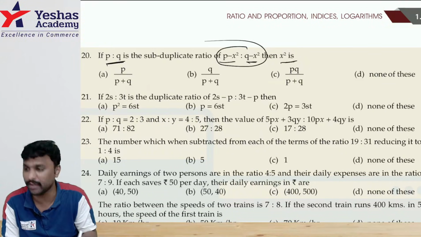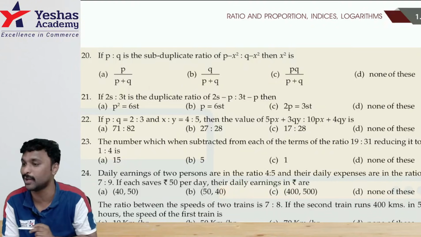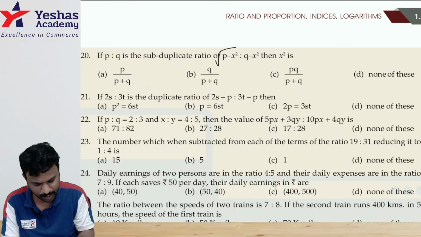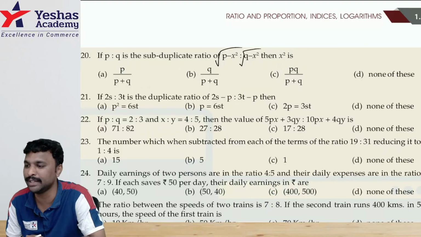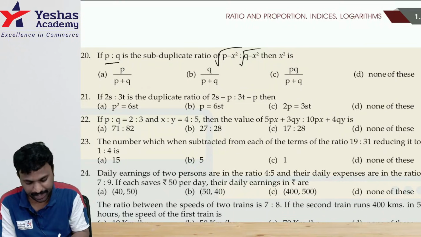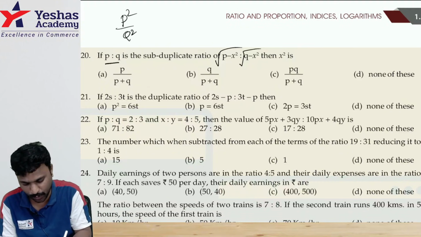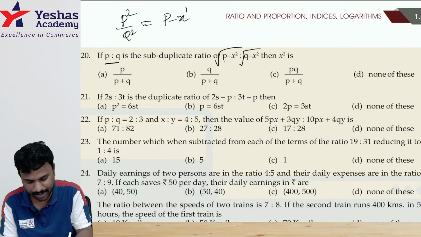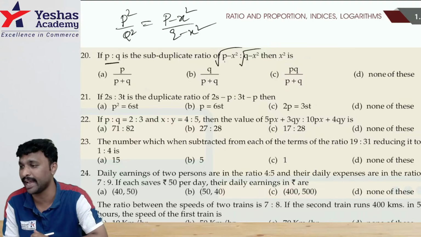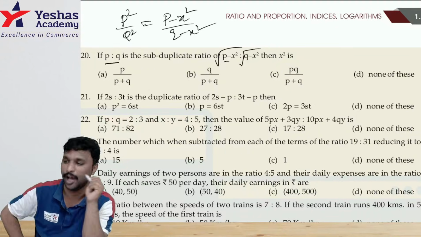First of all, you are asked to find the value of x square, but you have x square under the root. Yes or no? Because subduplicate means you have to take the root of these two. So x square is under the root. So how do you eliminate the root? By squaring. Guys, p is to q is nothing but p by q. If you square, it becomes p square by q square. And on the right hand side, if you square, the root gets eliminated. So p minus x square divided by q minus x square. Have you all understood why I squared on both sides? Because there is a root, because subduplicate will have a root.